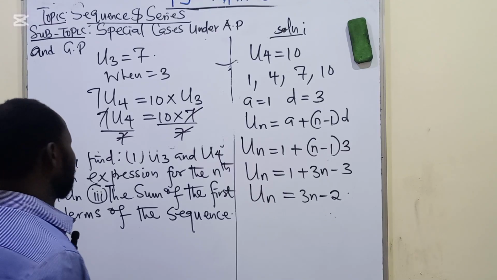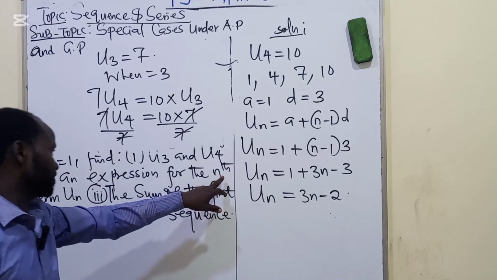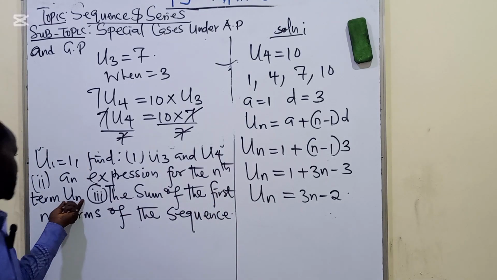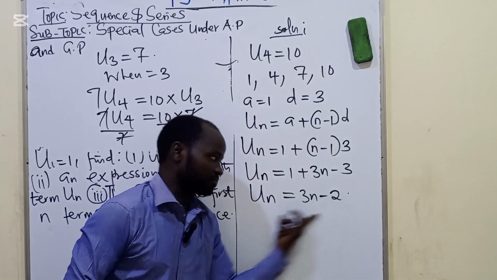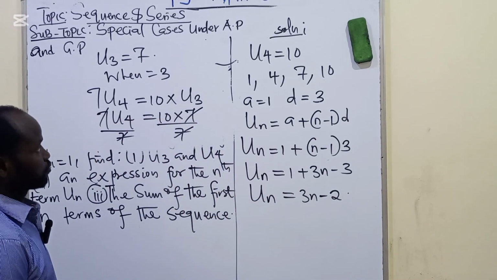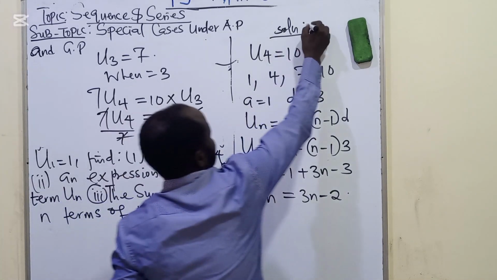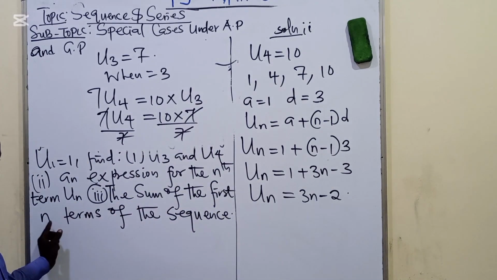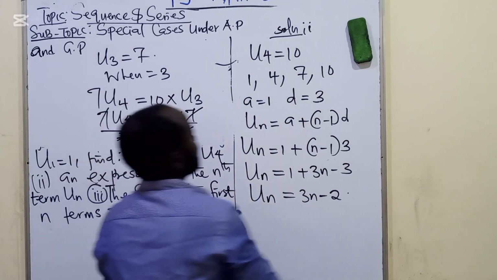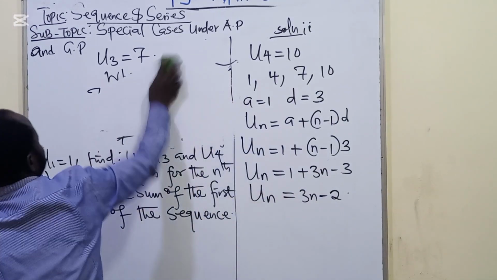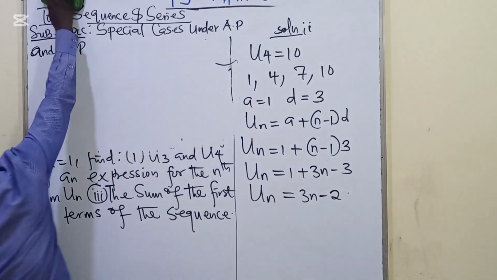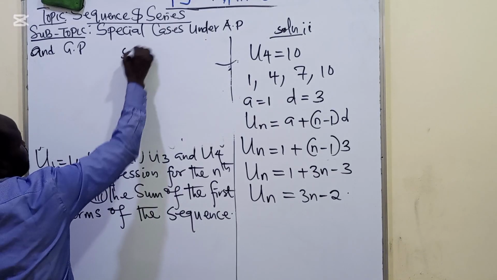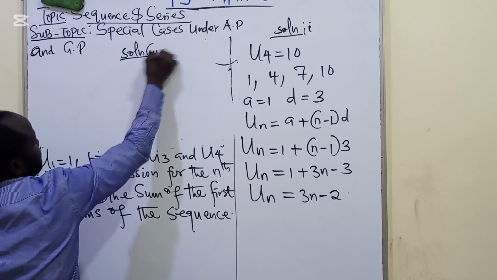Very important. We are asked to find an expression for the nth term, so this will be the expression. So we are through with Roman numeral 2. Roman numeral 3: the sum of the first n terms of the sequence. So let's move here to solve Roman numeral 3. Solution to Roman numeral 3 now.